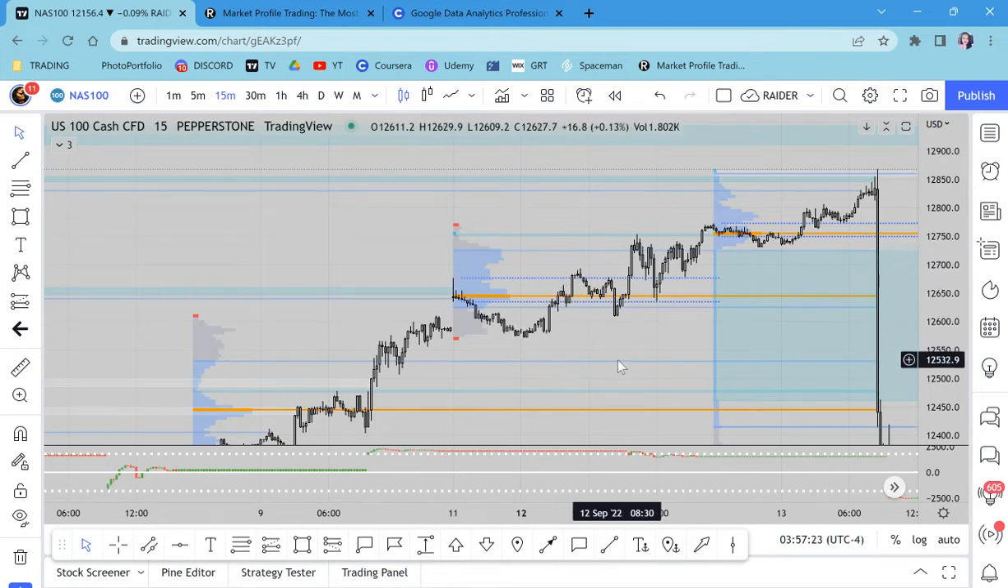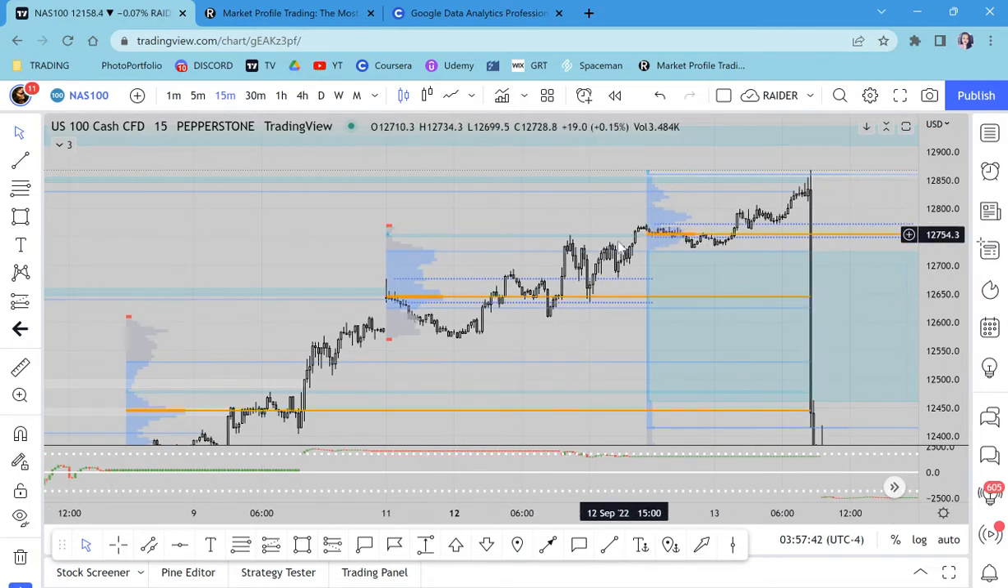Back to the same concept, you could have used initial balance right here, gone for that buy, and you could have actually aimed for this initial balance. Or, sorry, not initial balance. This is the single print. You could have aimed for that single print, or this value area level. But then again, you would have waited for how many hours for this thing to actually play out to hit the levels that you're looking for.